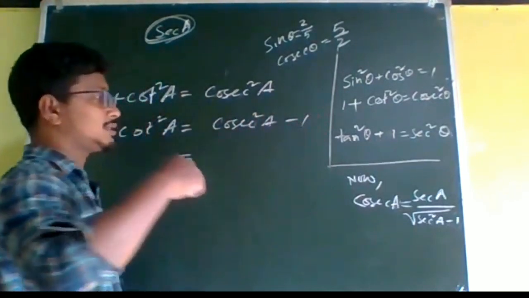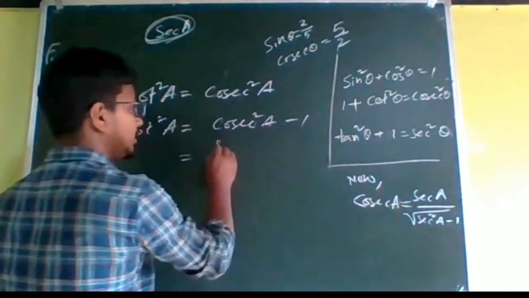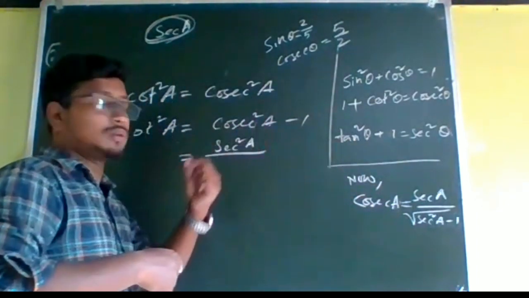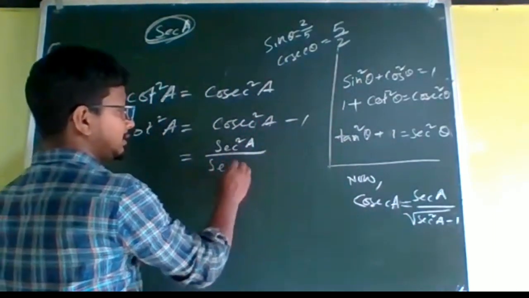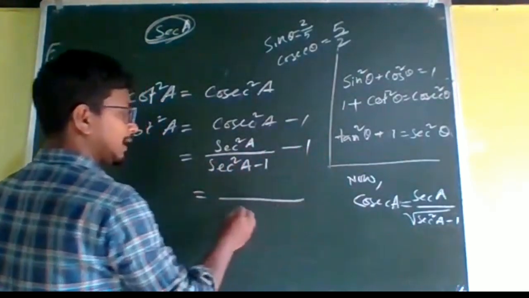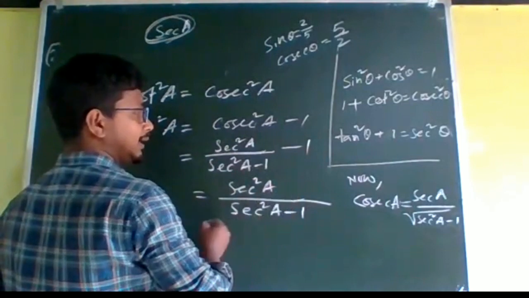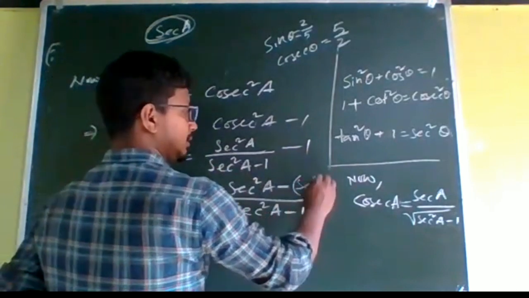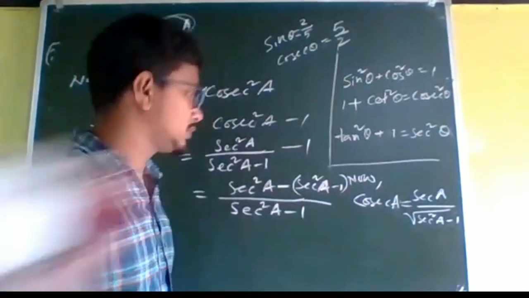So what is the value of cosec a? Make it whole square because there is a square. So sec square a by sec square a minus 1, and there is already the minus 1 from before. Let's find the LCM. The LCM will be similar, sec square a minus 1. And here it will be sec square a minus, this part will come as it is, sec square a minus 1. I hope it's clear. Okay, yes, good.